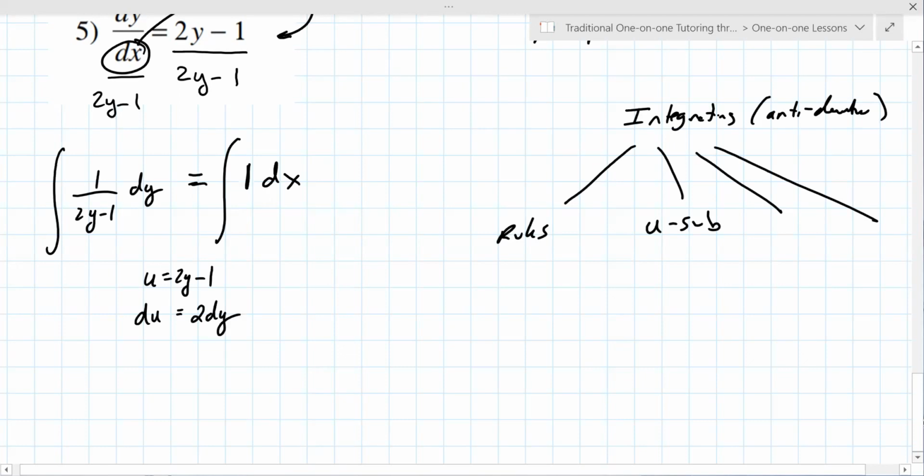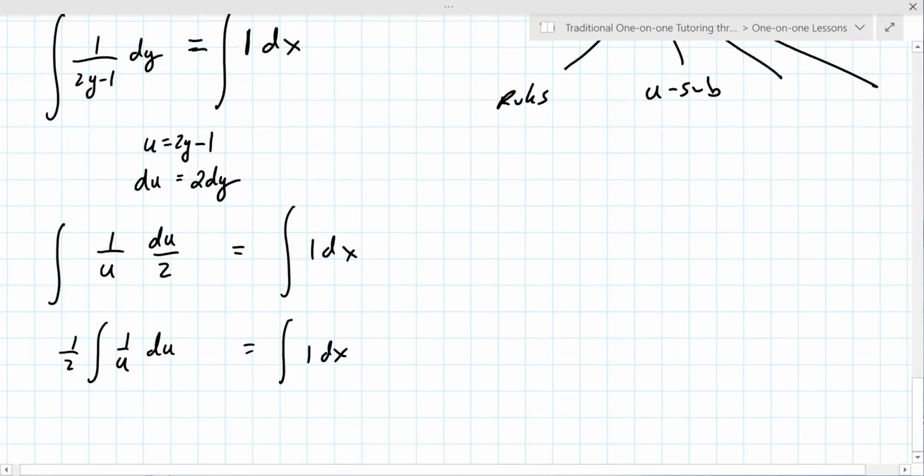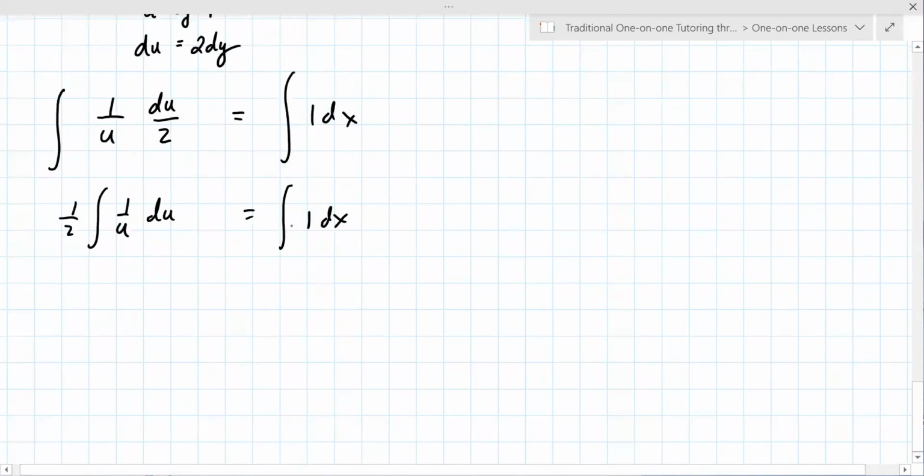So on the left here, you write this as 1 over u. And then dy is du over 2. So if you want, you can bring that 1/2 out: 1/2 integral 1 over u du. What about the right side? That's still there this whole time. At some point, you can integrate it or not. You can do it at any step. You don't have to do them at the same time. You just have to eventually account for it.